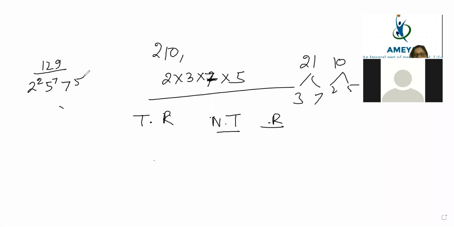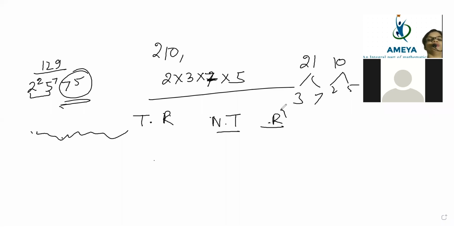Terminating. Akshaya, correct. The first one who gave the correct answer is Akshaya. Akshaya gave the answer non-terminating and repeating. Non-terminating, because we cannot terminate it. With 2 and 5 we can understand, but 7 to the power 5 will not divide 129. So definitely the denominator is heavy, so the number keeps on repeating after the decimal. Non-terminating means you cannot terminate it. So it is non-terminating and repeating.